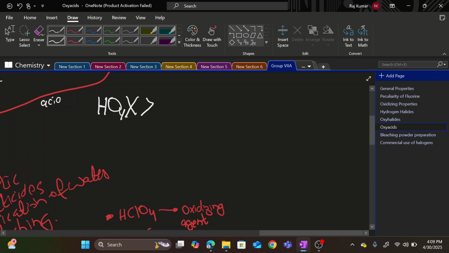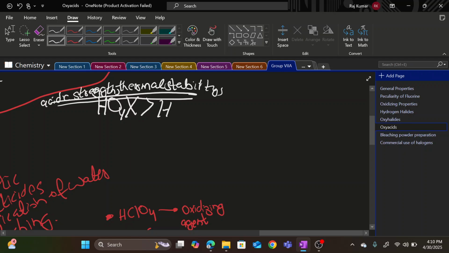Let me just write it over here as well, that the acidic strength, thermal stability, acidic strength or thermal stability is in such a manner that perchloric acid has the highest acidic strength and thermal stability. Then we have the halic acid. Then we have the halous acid, and then we have the hypohalous acid. This is the trend of acidic strength and thermal stability.